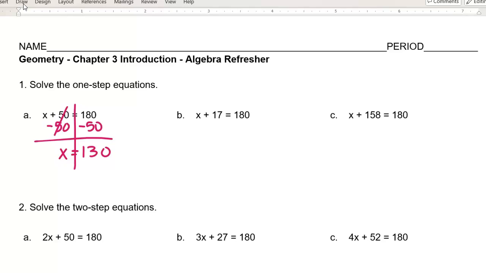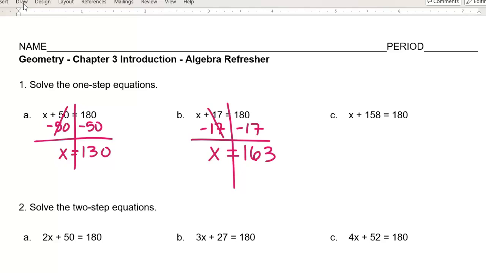Just a one-step equation. If we subtract from both sides, it brings the other answer. Try problem B the same way. Pause if you want to try it yourself first. When I'm ready to solve problem B, I see an x plus 17. So to undo a plus 17, we do a minus 17. We do that on both sides to keep it equal. 17 minus 17 is 0. 180 minus 17 is 163. X is 163.